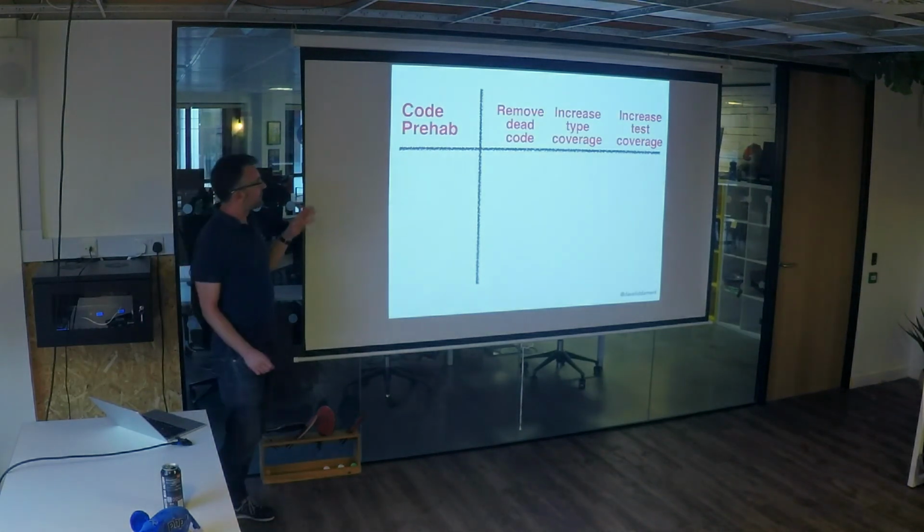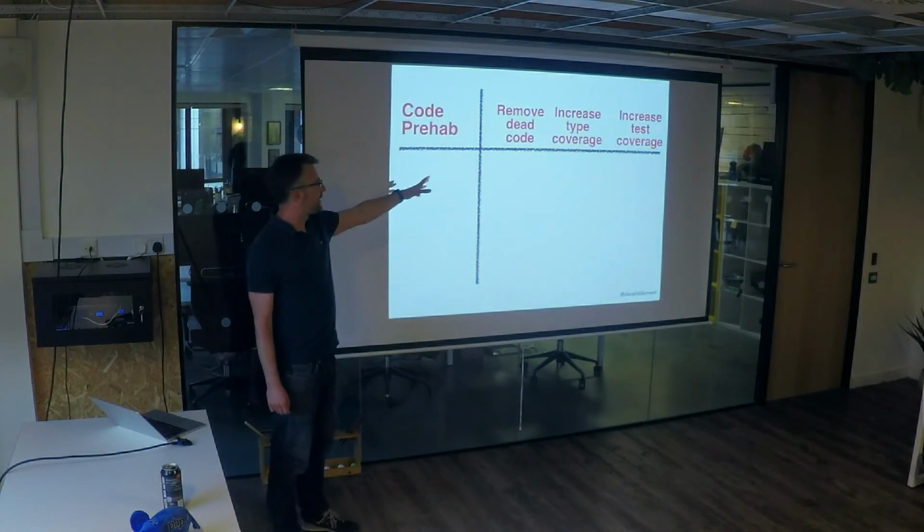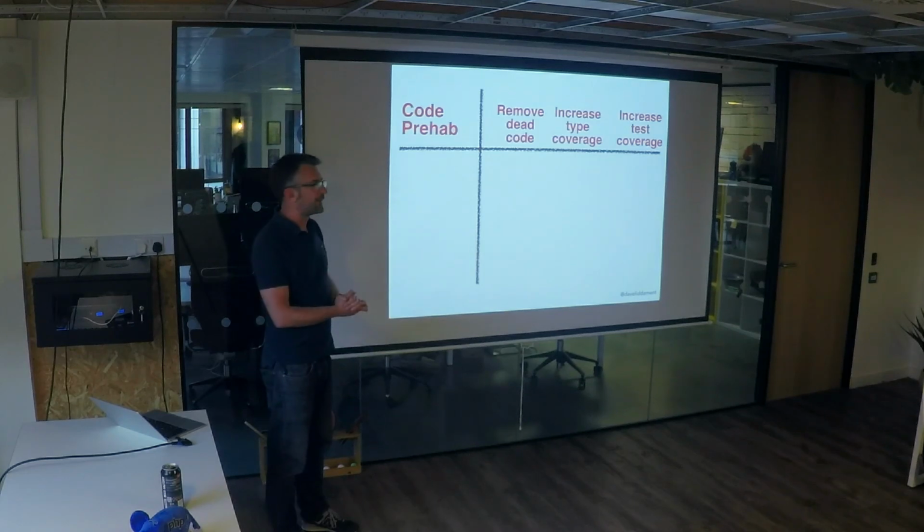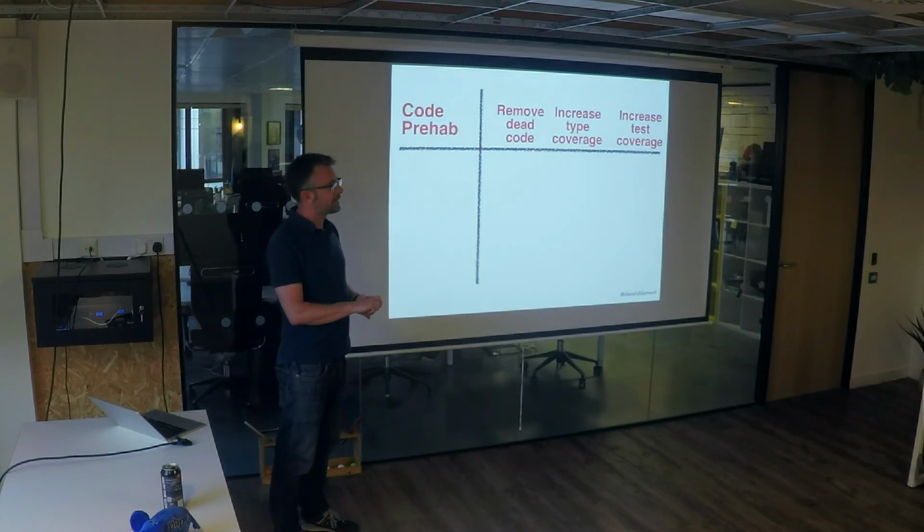So the first stage is code prehab. We're going to get rid of all the dead code, for example, using tombstones. We're going to increase our type coverage, ideally to 100%. And we're trying to get our test coverage as high as possible.